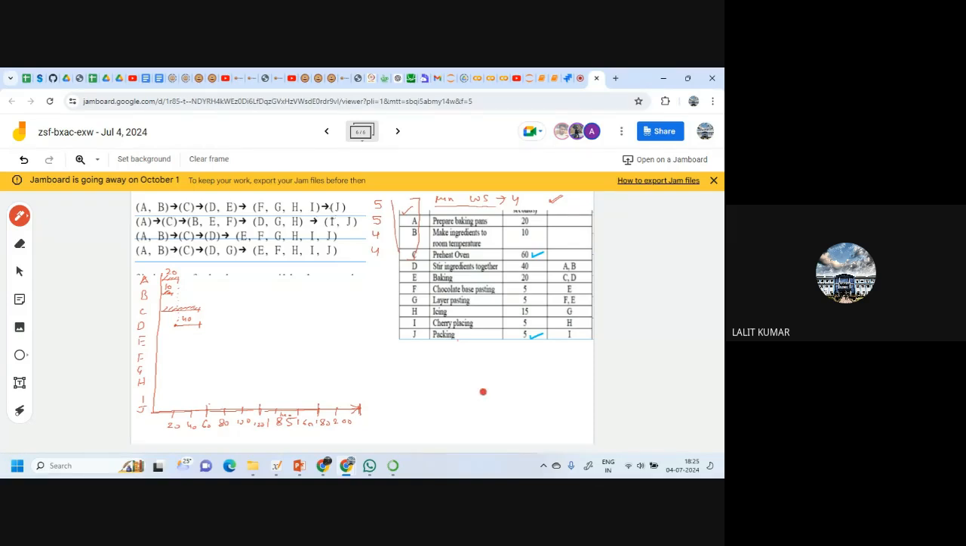From D, now there is an E. For E, there is a condition that C and D should be completed. C is completed in 60, and here also this is 60. Baking can start after that only. So E can start from here for 20 seconds. Now F will take 5 seconds, and its precondition is E. For G, E and F both are preconditions, and it will take 5, again 5. So it will come here. H is after G, and it will take 15.